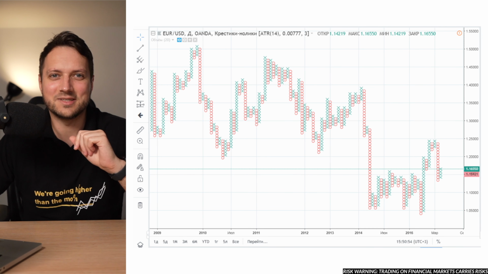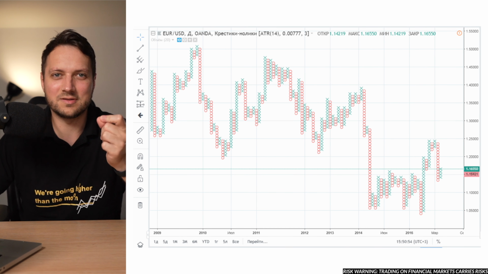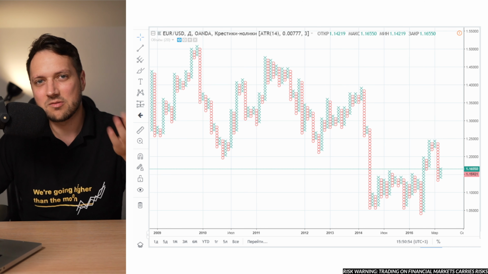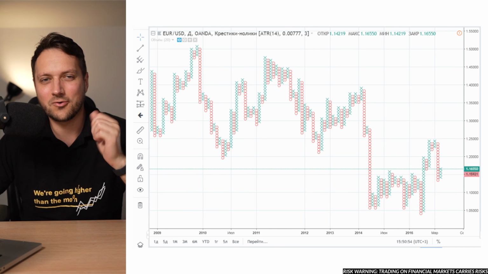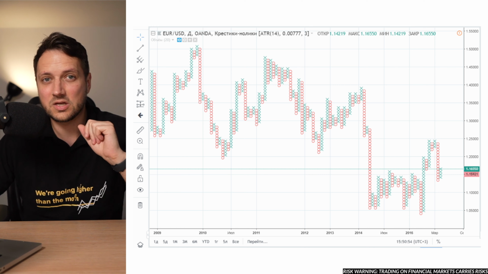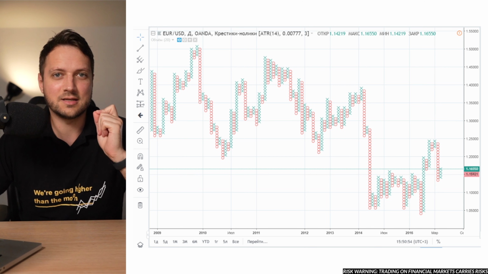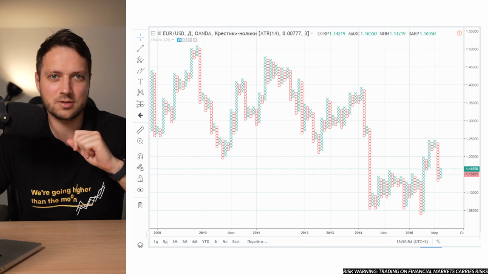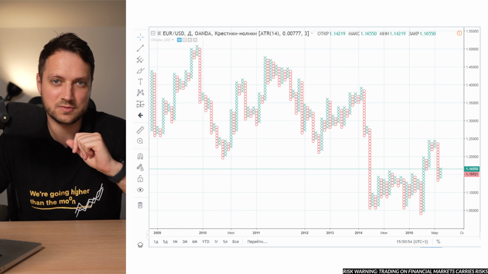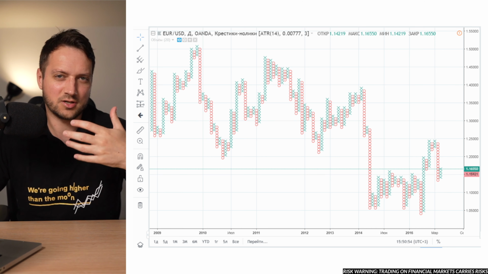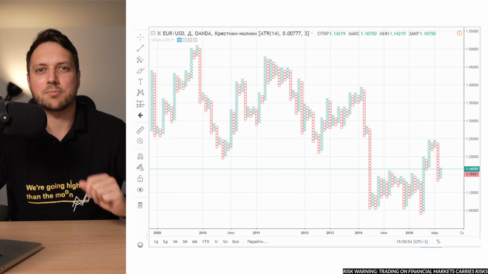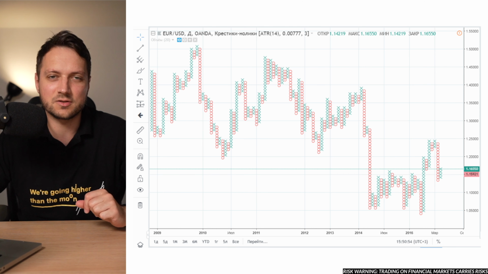Then we have the next type, which is point and figure chart, commonly known as a tic-tac-toe. Point and figure charts originated in the middle of the 19th century by the first technical traders. It was not basically a chart, rather it was a forecasting method using point and figures.